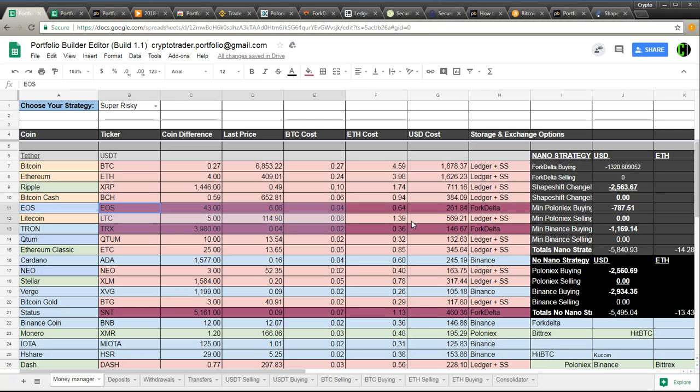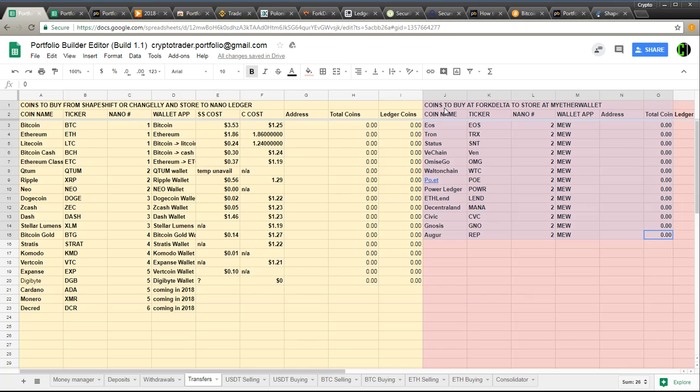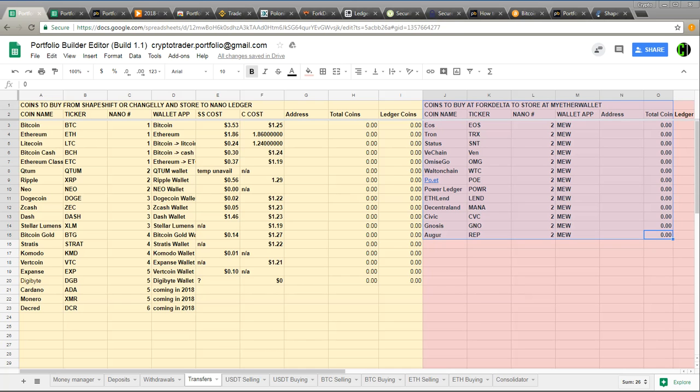Now the coins marked in this purple color are traded at Fork Delta. And over here on the Transfers tab, you can see I have a list of coins that meet that qualification. So these are still stored on the Nano Ledger S wallet, but we're going to access those coins through a website called Fork Delta. So what are these coins? They are sub-tokens or side chains of the Ethereum blockchain.